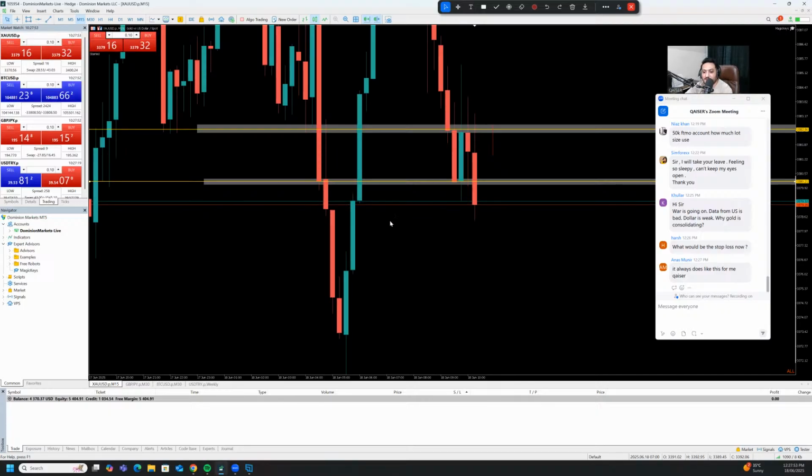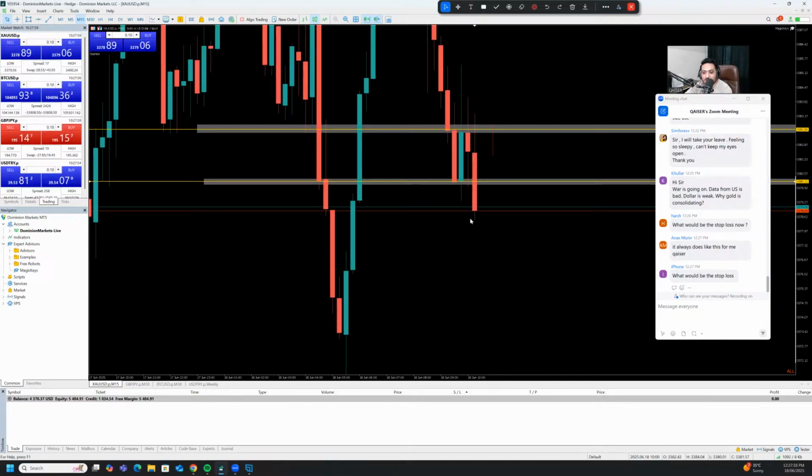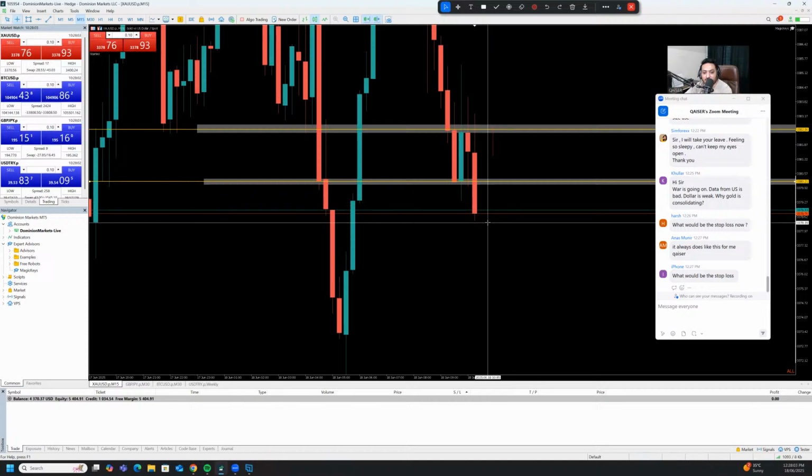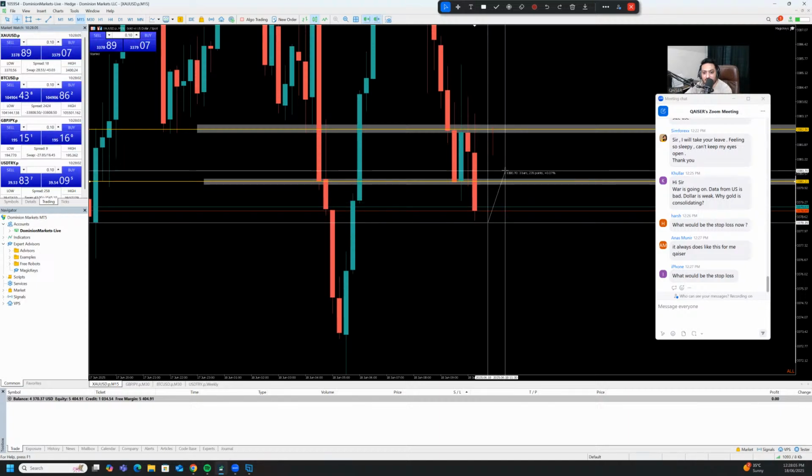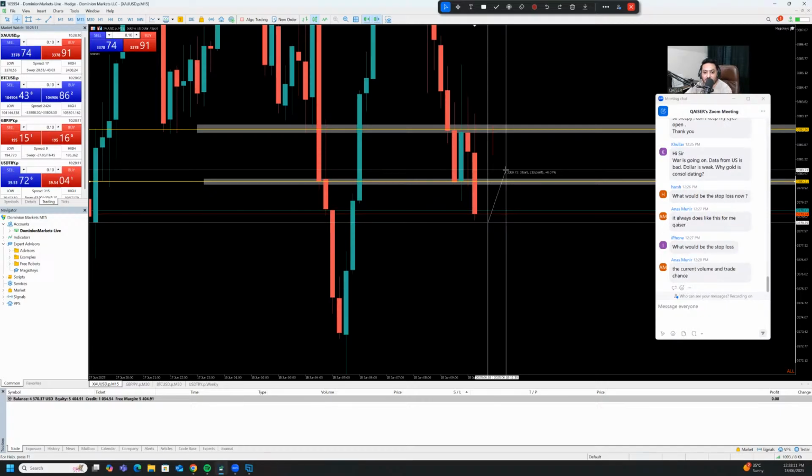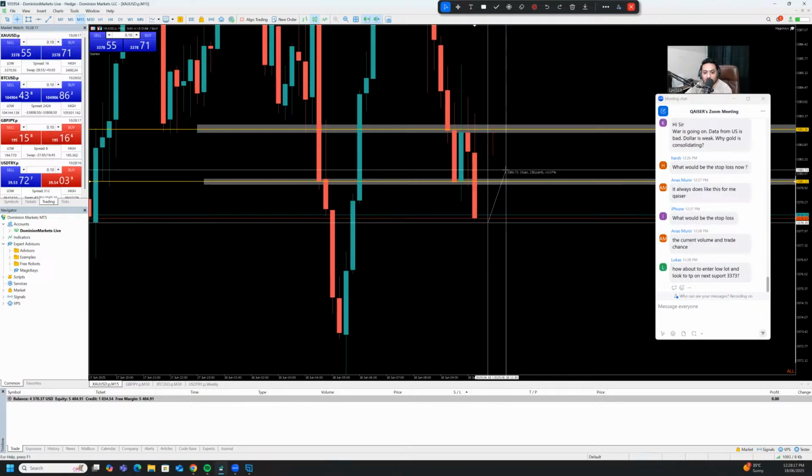It always does this for me. What would be the stop loss now? If the next candle creates a wick and breaks the low, the stop loss within the range would be about 24-25 pips. That makes sense. 2 minutes left for the candle to close, and I just want this candle to stop here. Just stop here. Don't go further down.